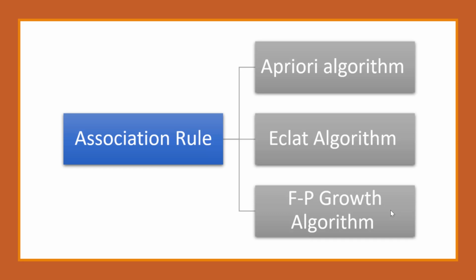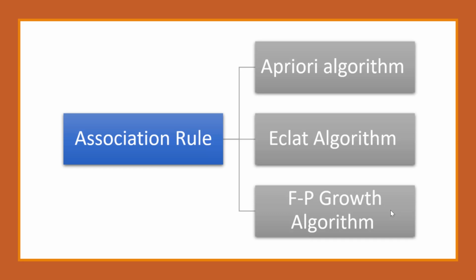After this, the next type of algorithm is the ECLAT algorithm. This algorithm is a representation of equivalence class transformation. To find the frequently occurring items in the dataset, this algorithm requires a depth first search approach. So as compared to the Apriori algorithm, this approach executes more quickly. And in the last, we have the FP growth algorithm. Here FP stands for frequent pattern.